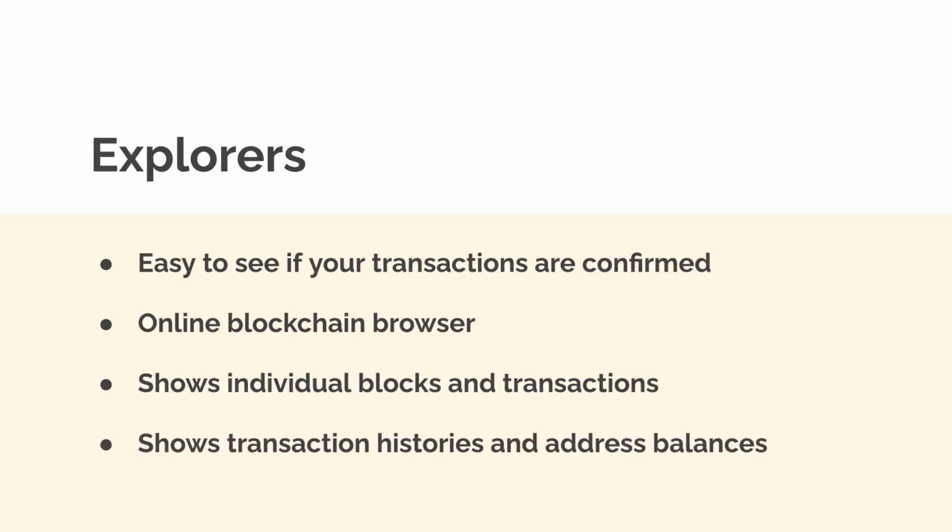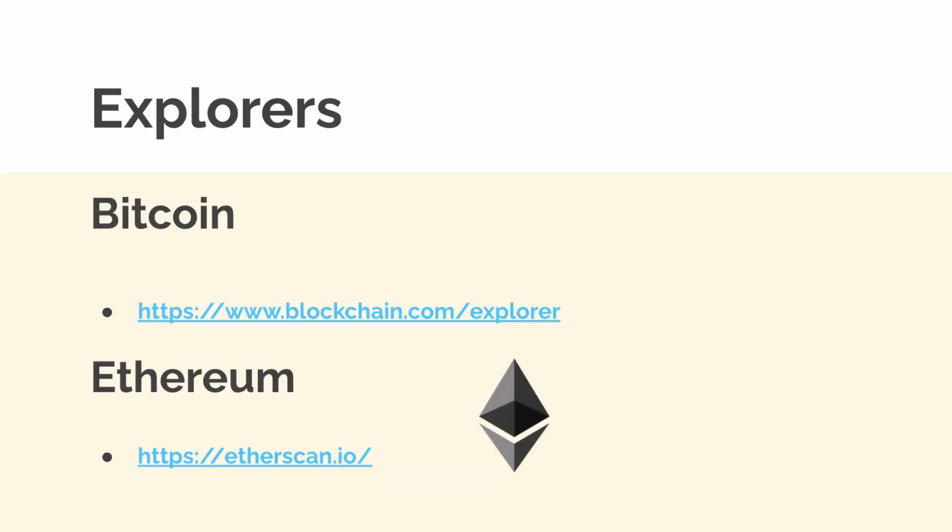An explorer is an easy way to see if your transactions are confirmed. So you can have an online blockchain browser that shows individual blocks and transactions, transaction histories and address balances. So you can see if your confirmation was successful, if your transaction actually went through. There are explorers for Bitcoin and Ethereum.